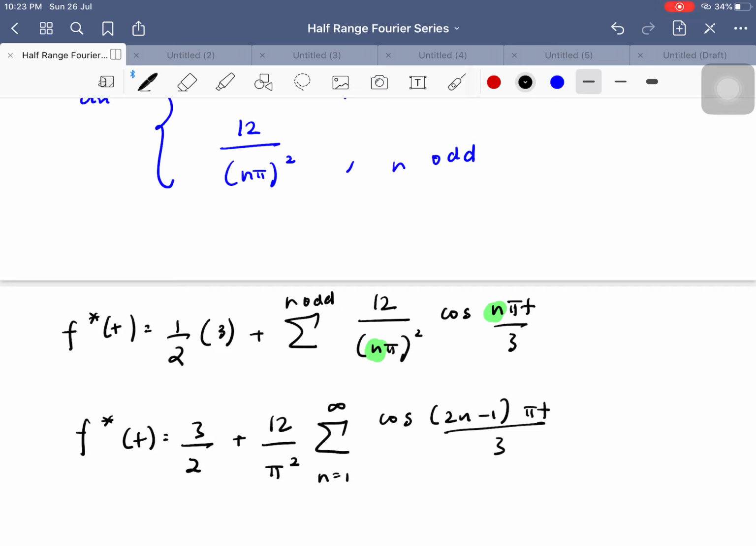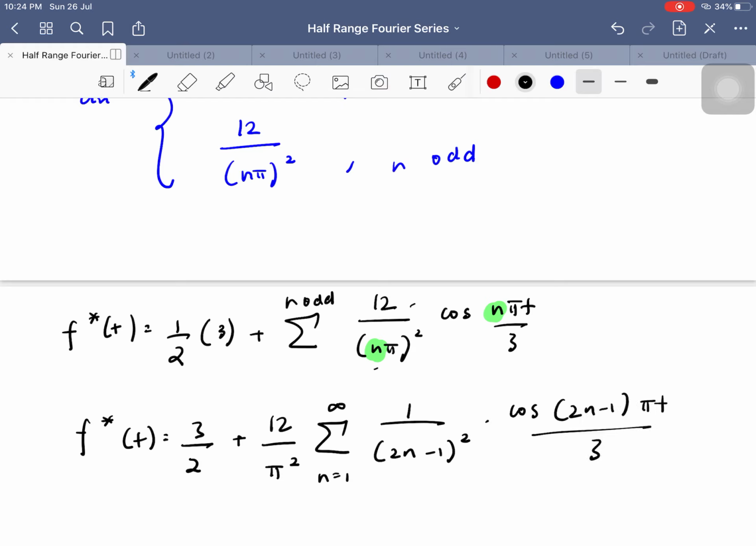Okay, so let me put that at the back. Oh, it's because of the over 3. Okay, let me rewrite that. So now I'm going to cater with this one first, 1 over n square. I'm going to write this as 1 over 2n minus 1 square. So then only I'm going to write this part, which is going to be cos of 2n minus 1 pi t over 3. So it's going to be much easier if I were to write it this way. It's going to look neater than if I were to put it together.